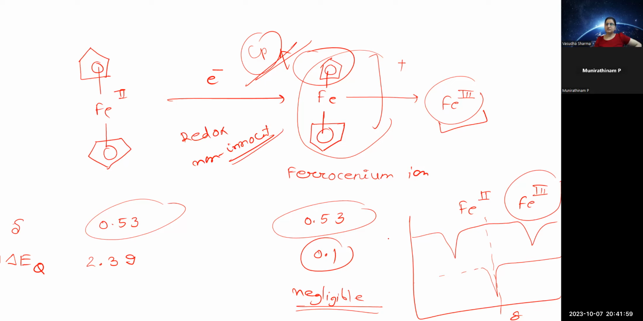Clear, ma'am. So here we can't just see the iron in +3 and jump to the conclusion that the delta value would be different. Here we have to analyze the factor that ligands are also participating.